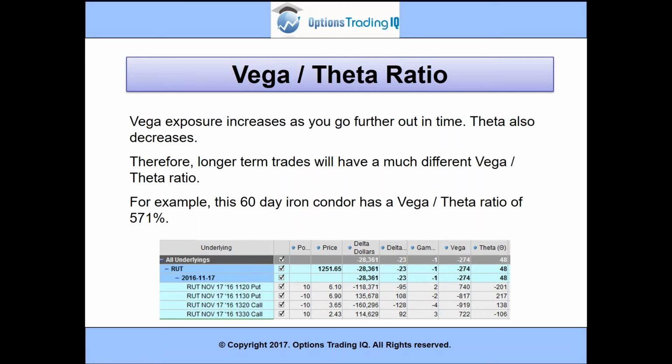But in terms of a standard 30-day condor, which is probably what most people trade, that sort of 30% rule for Delta Theta and 400% rule for Vega Theta is a good rule of thumb. And you can adjust it from there depending on how you trade.